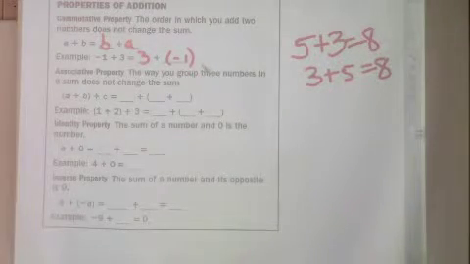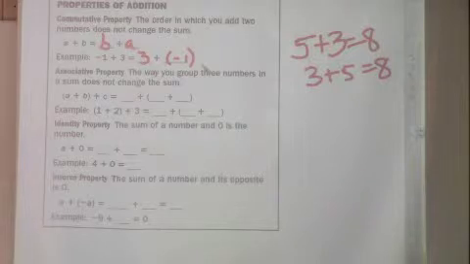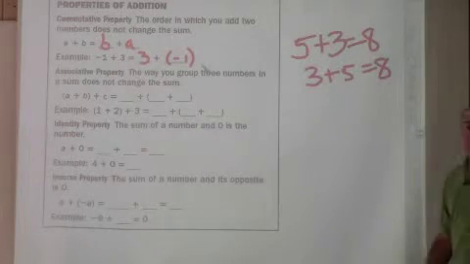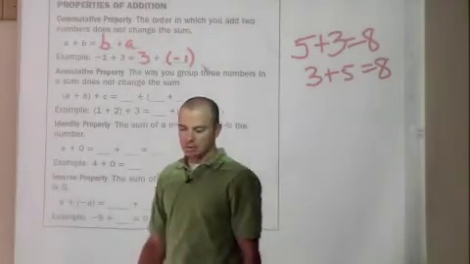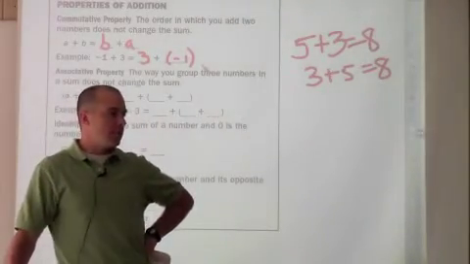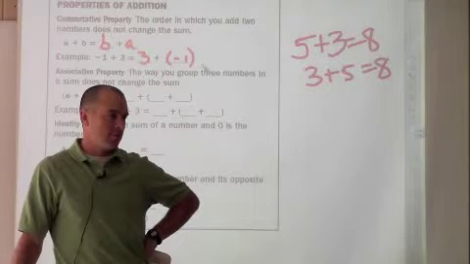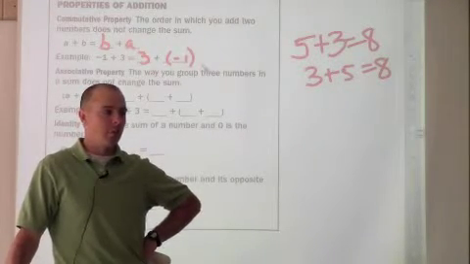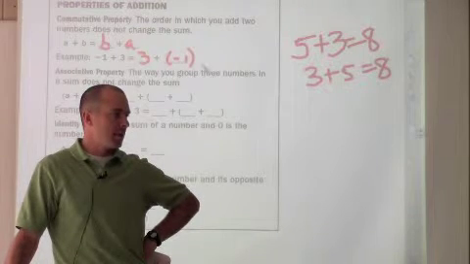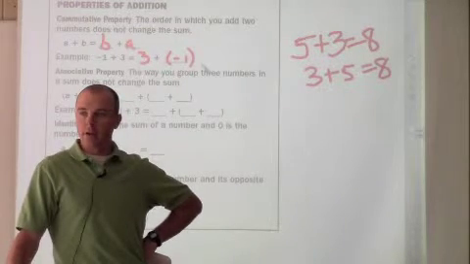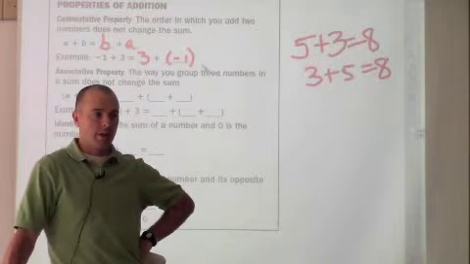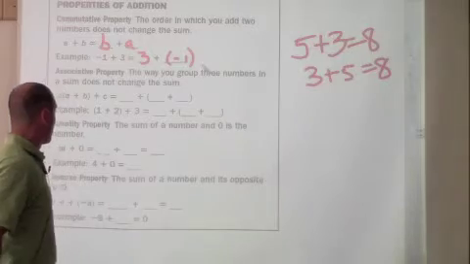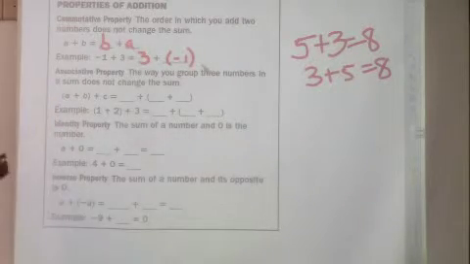The next one is the associative property. Root word of associative is associate. Your parents, hopefully never said this to you, but maybe they have: I don't like who you're associating with. What are they saying? I don't like who you're talking with, who you're hanging out with. And when you're hanging out with somebody, that's kind of your group. Well, that's what the associative property is all about. It's talking about a group of stuff.